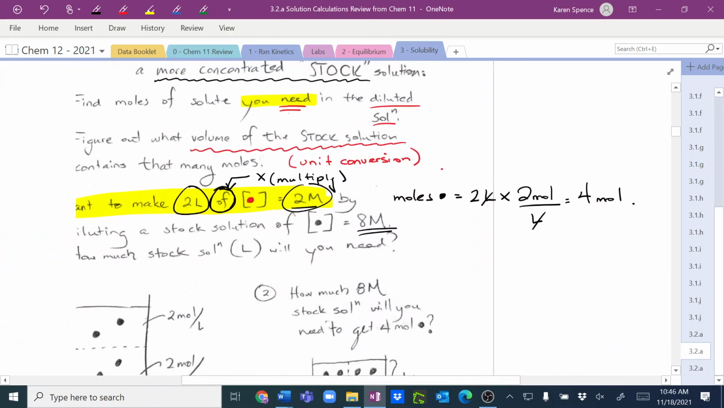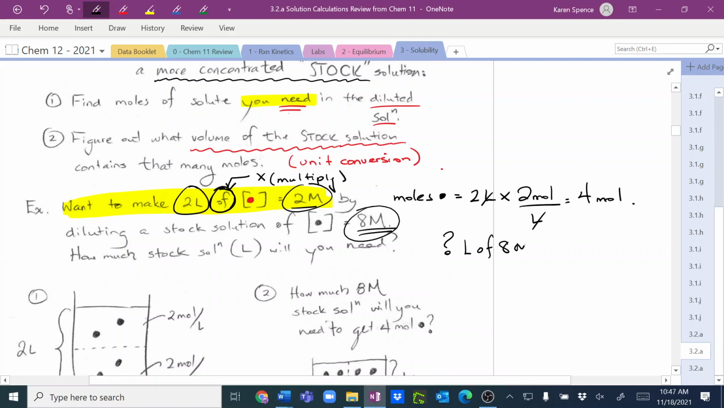Second thing I want to know is how much of my 8 molar am I going to need to contain that 4 moles? Okay, so I want to know how much volume of the 8 molar.